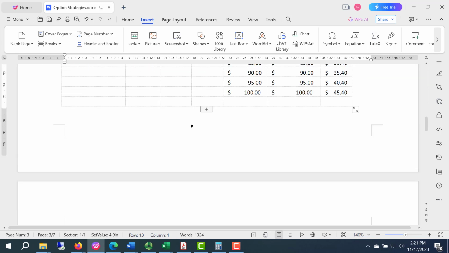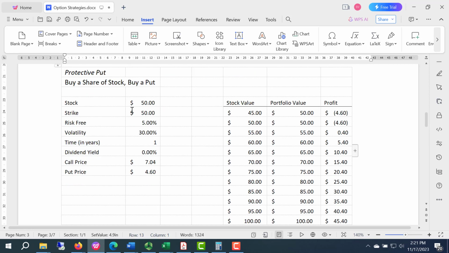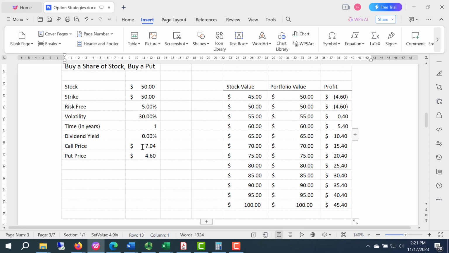So let's go ahead and take a look at this. Again, we're buying a share of stock, and when we buy a put, we own the share of stock. In this example, the initial stock price is $50. The strike price is $50, so this is an at-the-money put option. The risk-free rate is 5%, the volatility is 30%, and the time is 1 year until it expires. The call price using the Black-Scholes option pricing model would be $7.04. And if you were to have a put on this, it would be $4.60. So that's our put there.